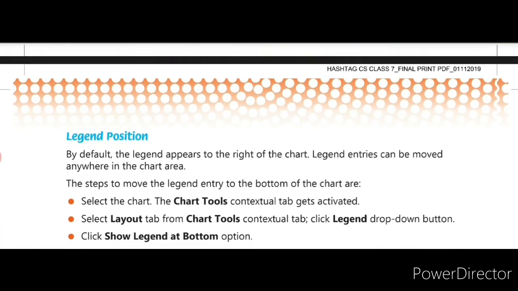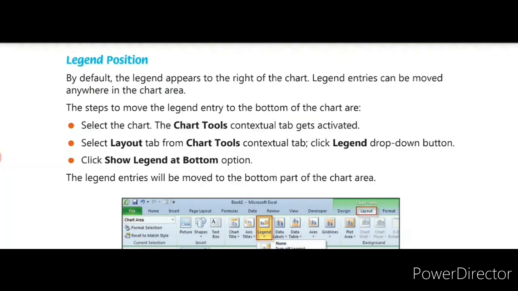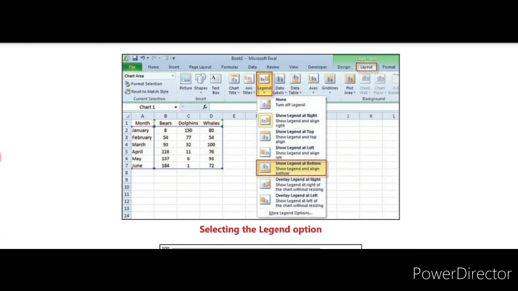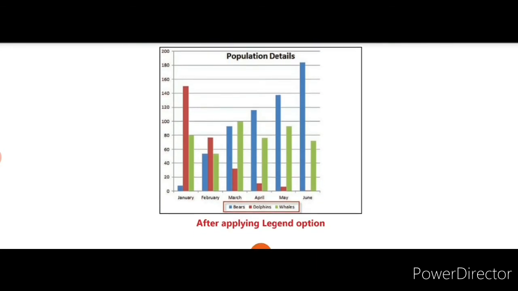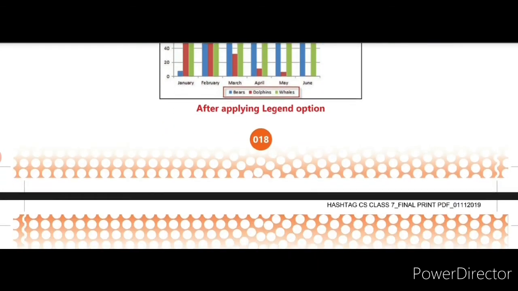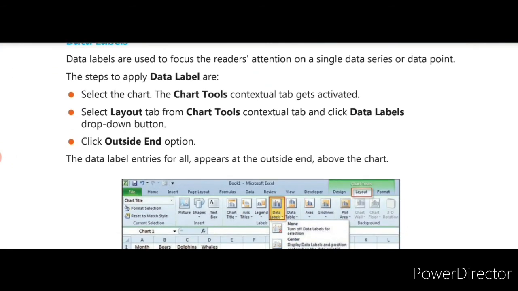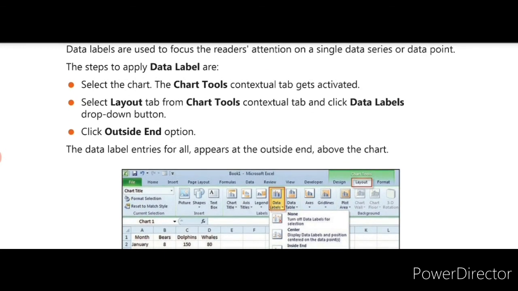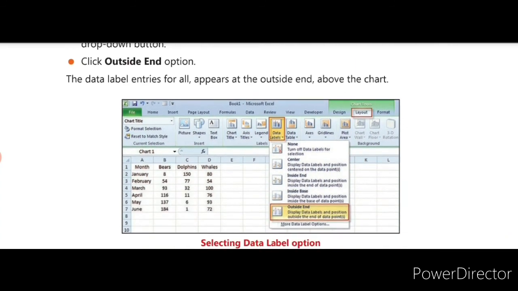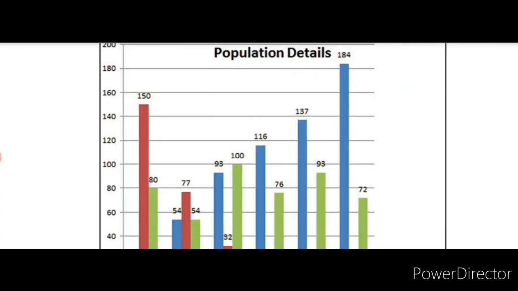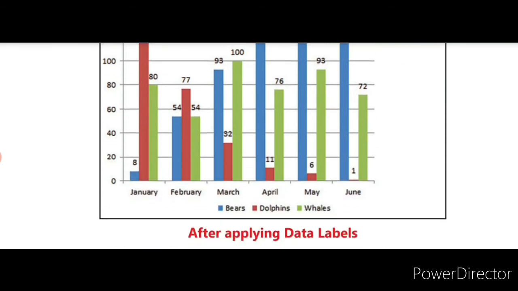Okay, so next we have seen how to change the legend position using the layout tab from the chart tools contextual tab. Okay, this is how your legend will be showing once you have selected it. Okay, so next we have seen what are data labels and how to use the data labels. For this you'll be using the layout tab from the chart tools contextual tab, then click the outside end option. So this is how your data labels will be presented on the outside end of the top of your chart.